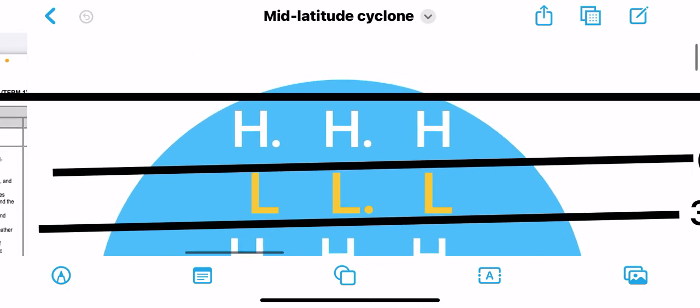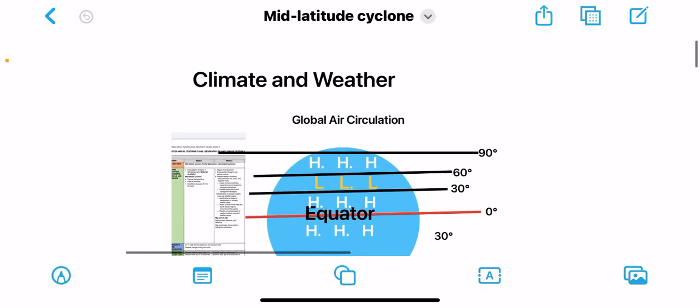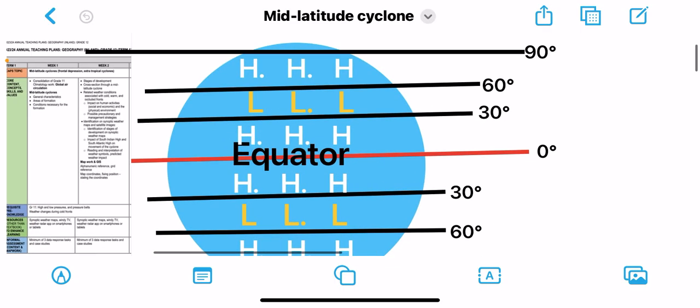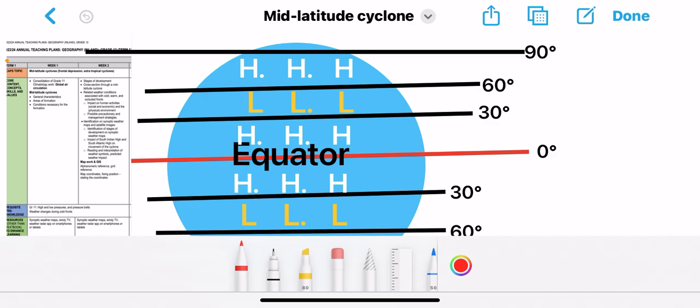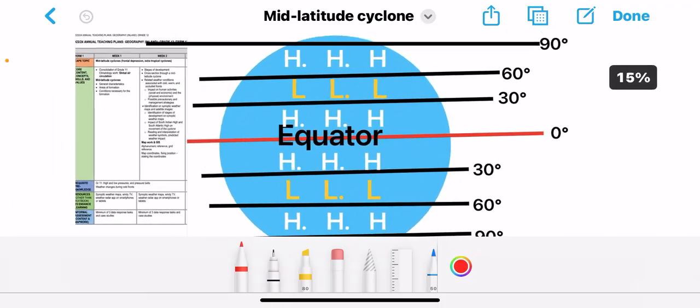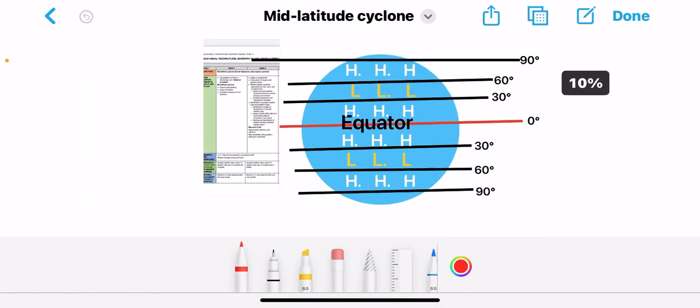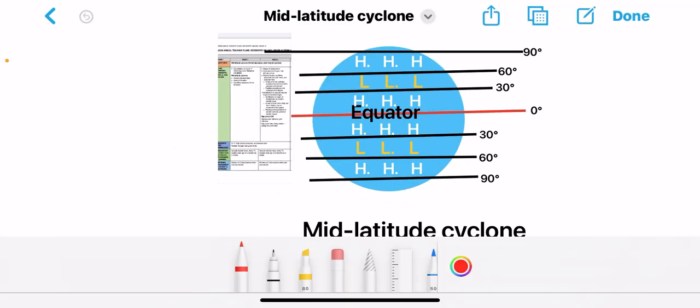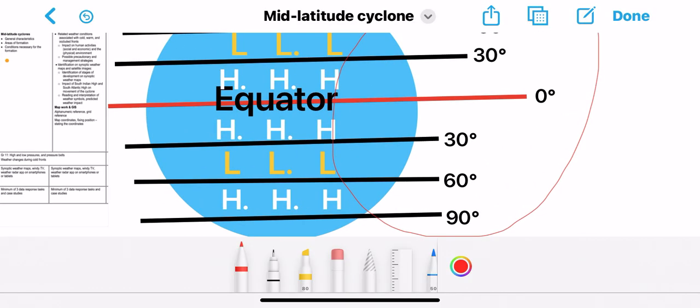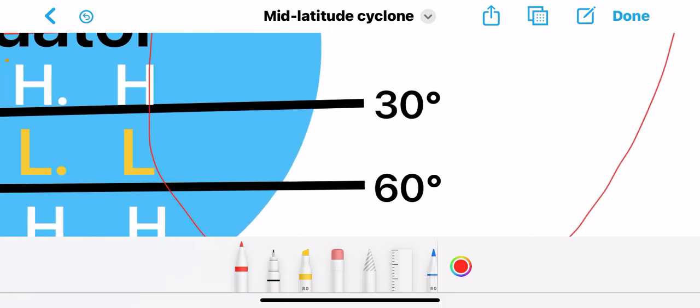In grade 11 we learned about the global air circulation. We know that at 0 degrees we have the equator, at 30 degrees we have the subtropical high, at 60 degrees we have the subtropical low pressure, at 90 degrees we have the polar high pressure. So what I want us to know is that we're going to be dealing with cyclones that happen between these pressure belts.